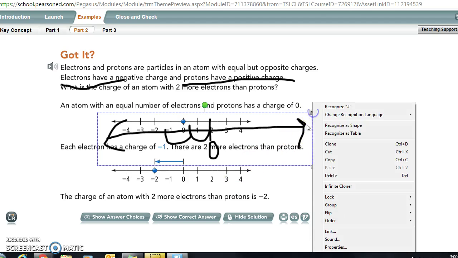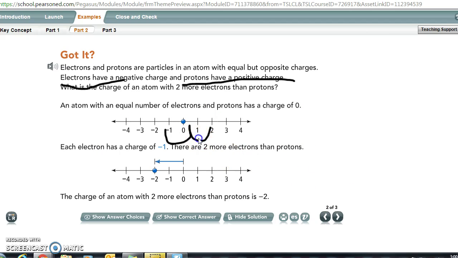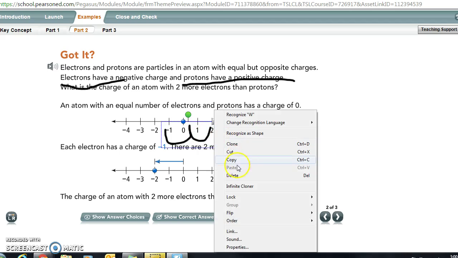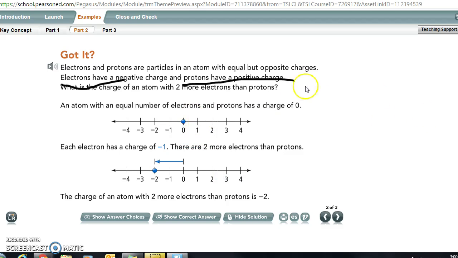And here's the reason why. They're saying that an atom with an equal number of electrons and protons has a charge of 0, but then each electron has a charge of -1. So if there are 2 more electrons than protons, we're moving over 2 to -2.